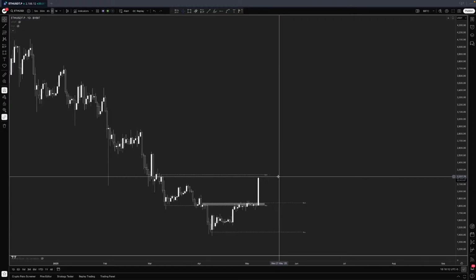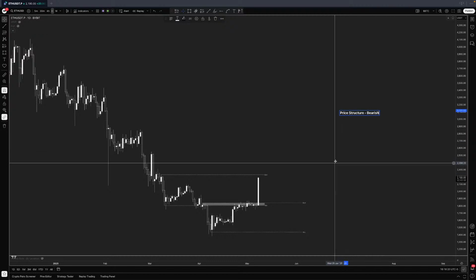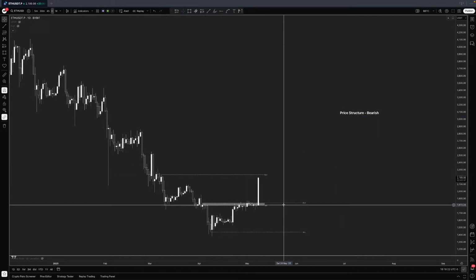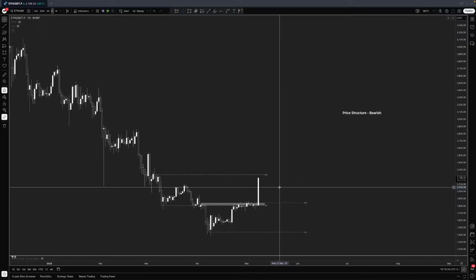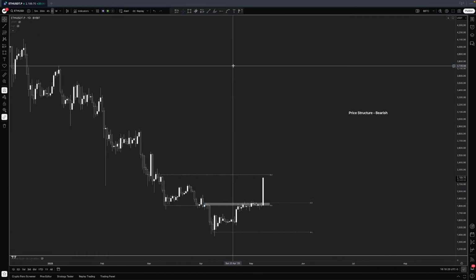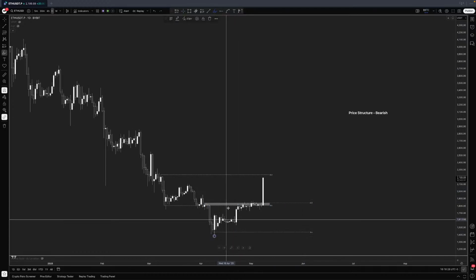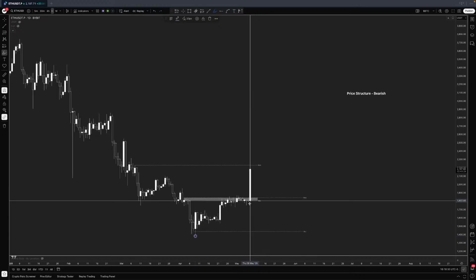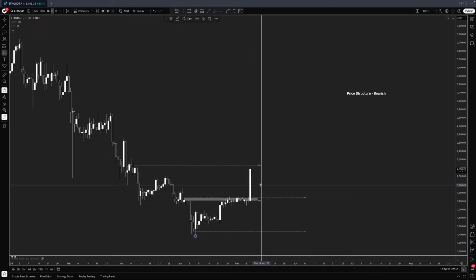So our overall price structure for the daily chart remains bearish. You see, lower high, lower low, lower high, lower low. We also had here a failed auction, and this candle is highlighting a possible break of structure.